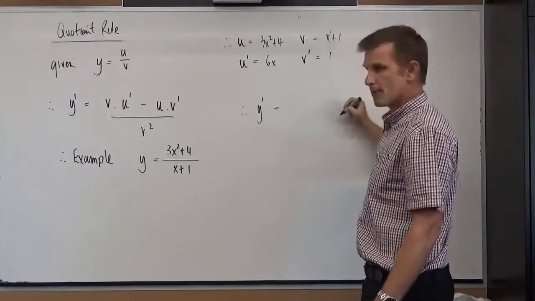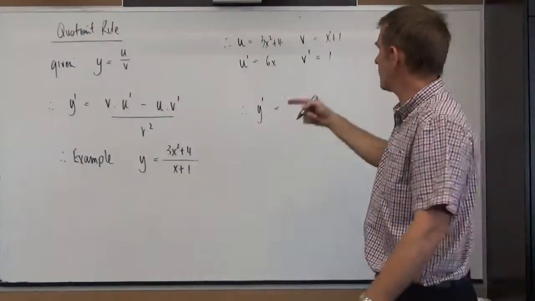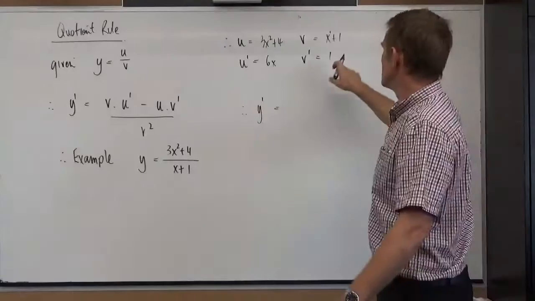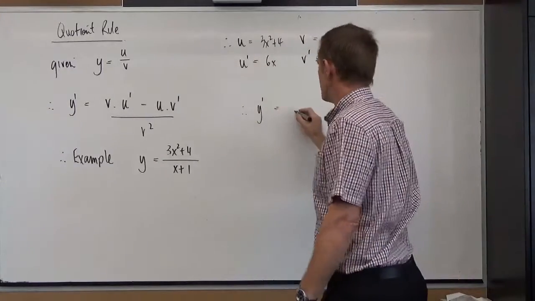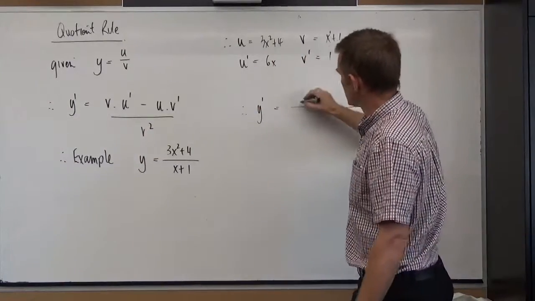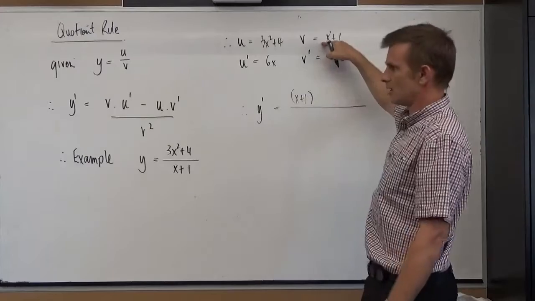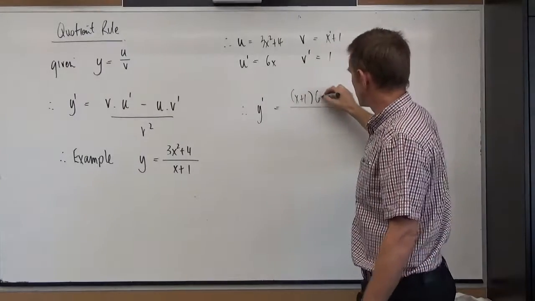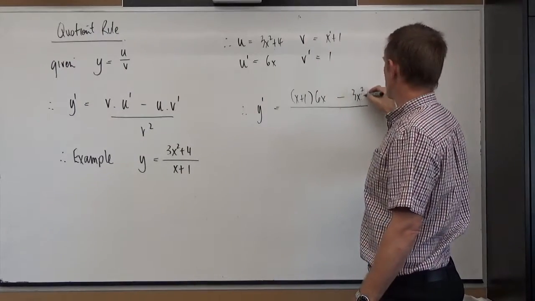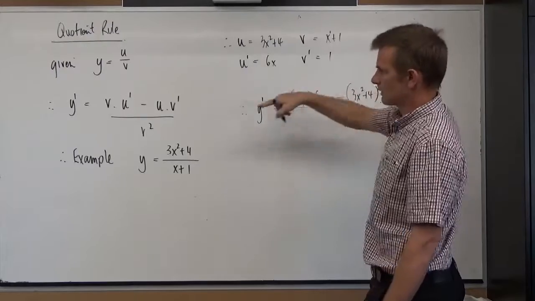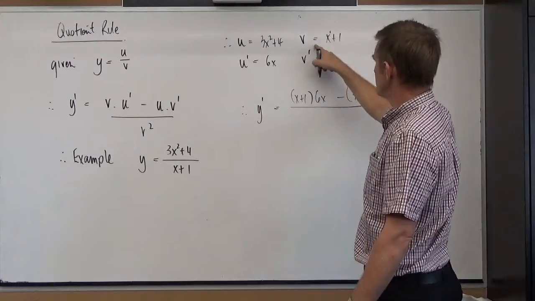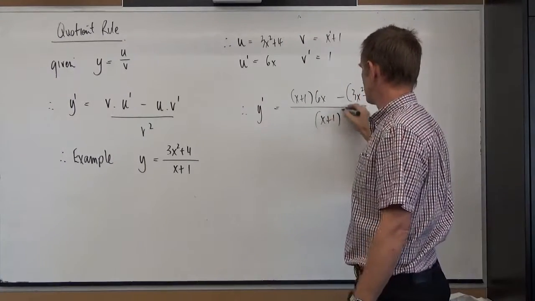This is really x to the power of 1, power out front, lower the power by 1, would become x to the power of 0, and x to the power of 0 is equal to 1. So we've got all the information I need here. Now it's going to be a lot easier to use this and just slot the things in. So it's v, x plus 1, times u dash, minus u, 3x squared plus 4, times v dash, which is 1, all over v squared, here's v, x plus 1 squared.